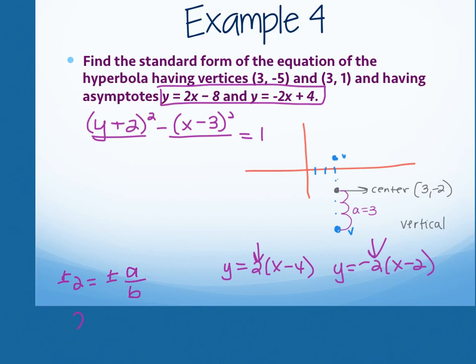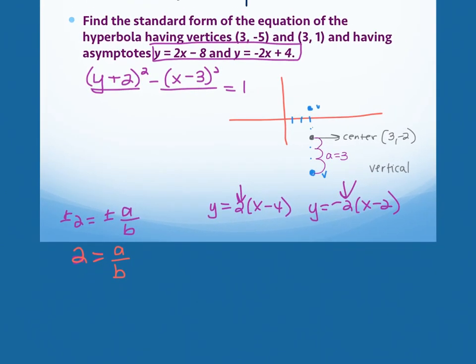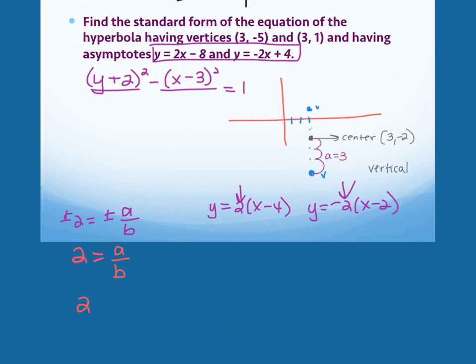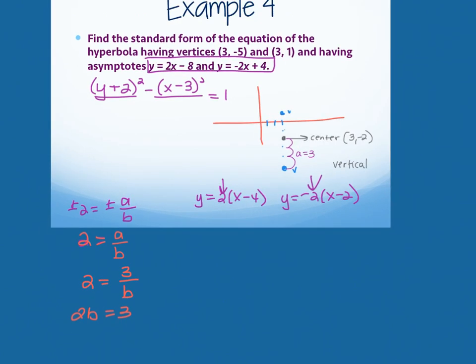If I say positive 2 equals A over B, or negative 2 equals A over B, it doesn't matter because you're getting a distance. You're not getting a sign. So we know A, right? So 2 equals 3 over B, which means 2B equals 3 and B equals 3/2.